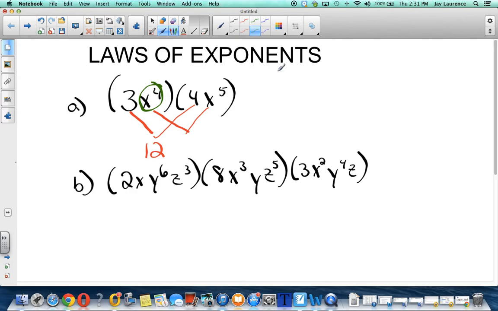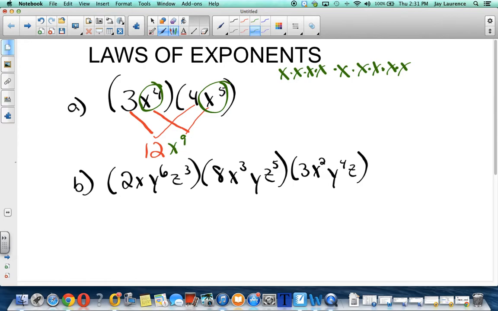X to the 4th means x times x times x times x, right? And x to the 5th means x times x times x times x times x. I don't like to do it this way, but you can't see my fingers right now. Normally I'd be holding up 4 fingers on one hand, 5 fingers on another, and I'd ask how many x's are being multiplied together. And if you could see my fingers, you'd quickly say 9, and you'd be correct. And so instead of saying all those x's multiplied, I'll just say x to the 9th power.